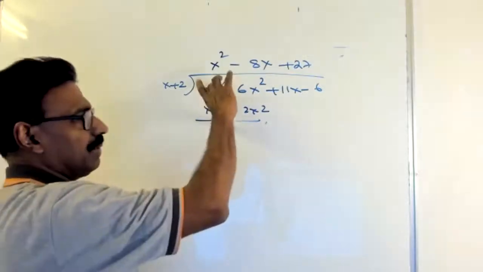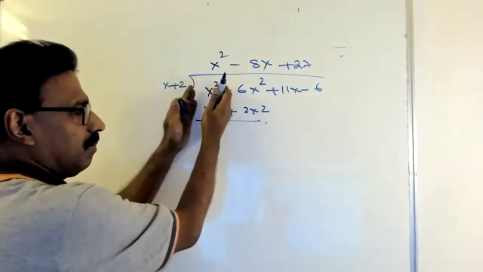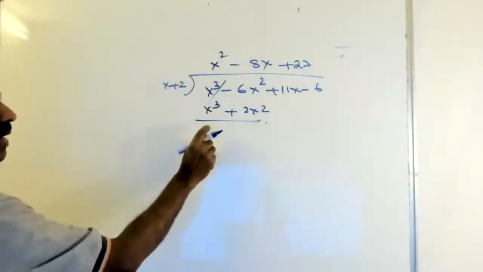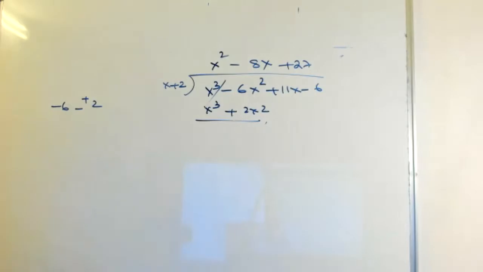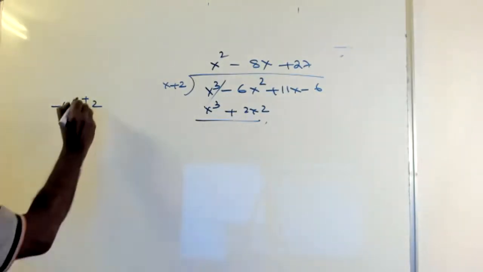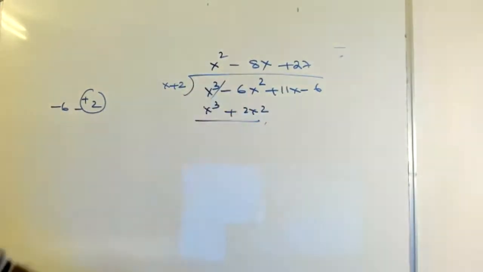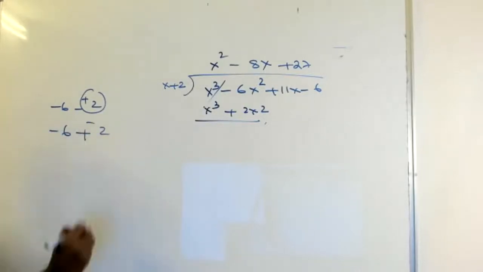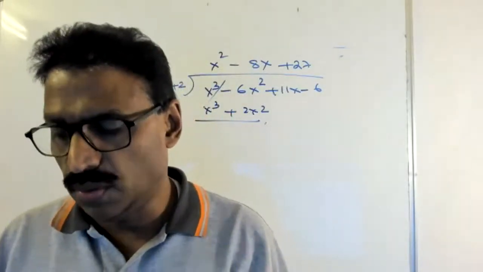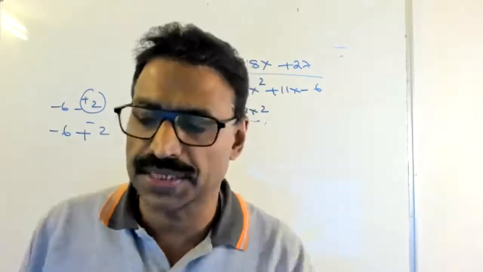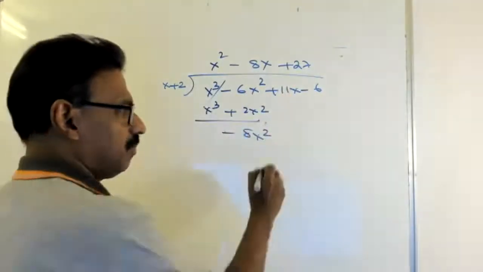You understood how to write this one, right? Yes, sir. Then we are subtracting x cube minus x cube, that is zero, gone. Then look, minus six minus plus two. You have to subtract plus 2 from minus 6. Clear or no? So what? Minus 6 plus minus 2. Subtraction means change the sign and add. Clear or not? We require this in any chapter. Subtraction means change the sign and add. So this becomes minus 8x squared. Then this comes down, plus 11x.